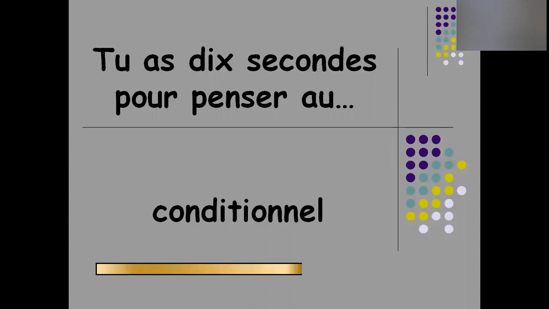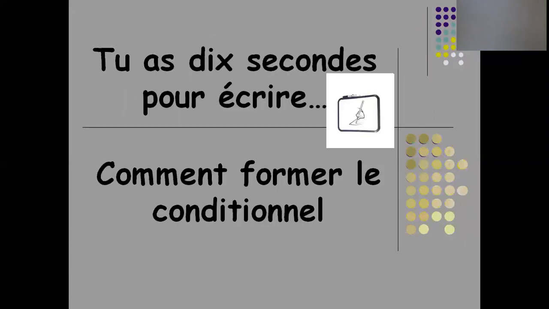No need to write anything down. And now you've got 10 seconds to write down everything you remember from the conditional, how to form it, the endings, the irregular verbs, and when to use it. Off you go. 10 seconds on your piece of paper. Write down everything you can remember.